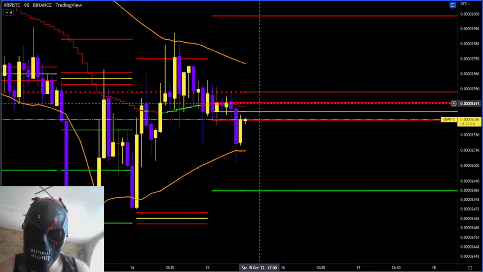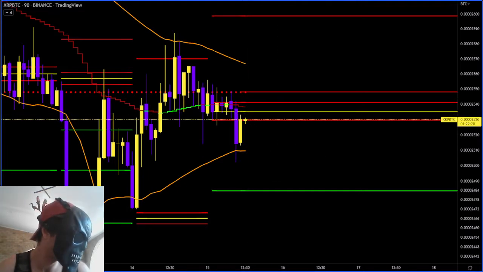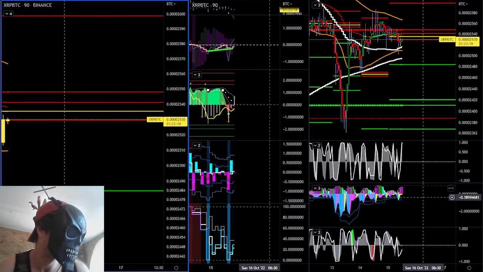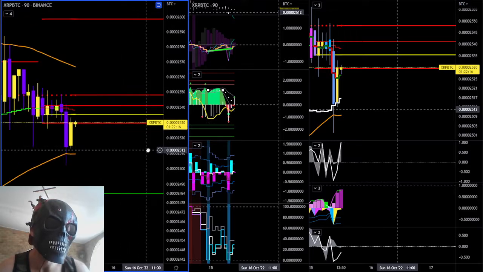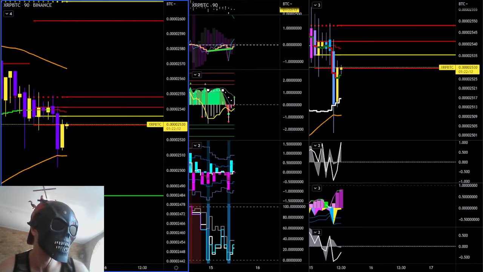If you start closing candles above here, forming some more bull divs and getting volatility on your side, let's see if volatility is on the side. This isn't a really good time frame right now, but there is a bull div. Let's go look at the 6-hour.